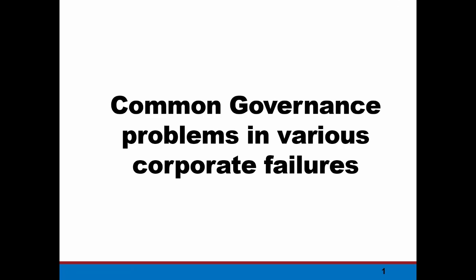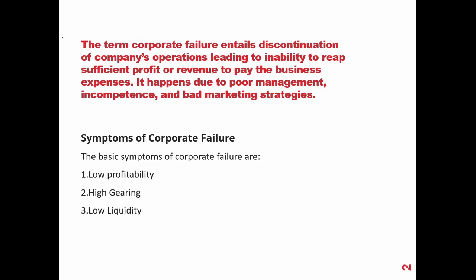The next topic of corporate governance is common governance problems in the various corporate failures. So let us discuss the various problems in the corporate governance failure. As you know, the term corporate failure means the discontinuation of the company's operations, leading to the inability to reach sufficient profits and revenues and to pay the business expenses. It means that the company is not able to pay its expenses because it does not have sufficient profits.